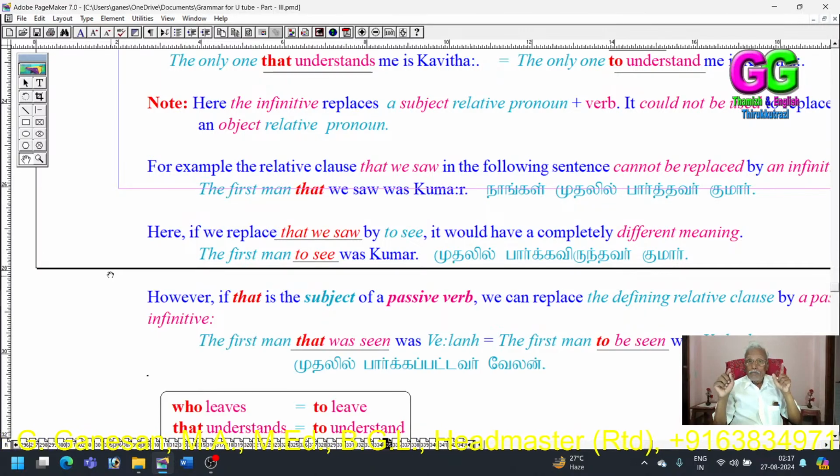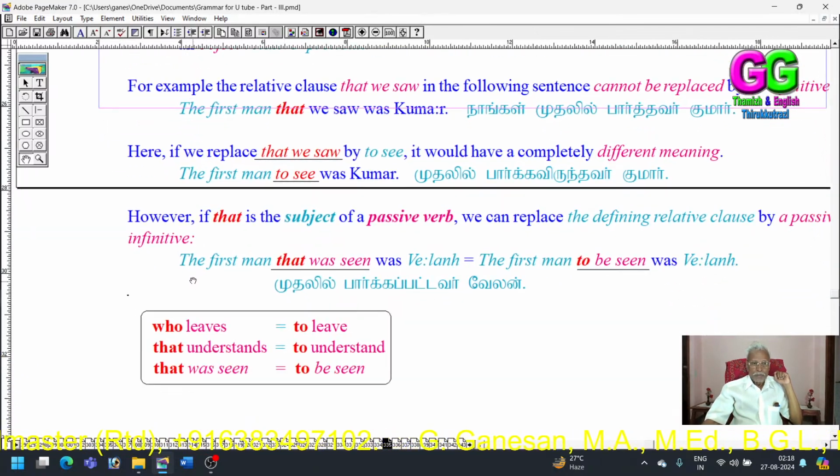If the relative pronoun that or who is followed by a passive verb, that is, it is in passive form, then that relative clause can be replaced by an infinitive using to plus passive verb. That is what we have seen.